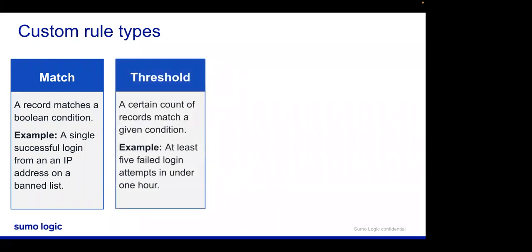Okay. There's a threshold rule. I want to see a certain count of records match a certain condition. So, for example, a user who's failing to log in, they have 5 failed login attempts in a specific time frame. That's an example of a threshold.